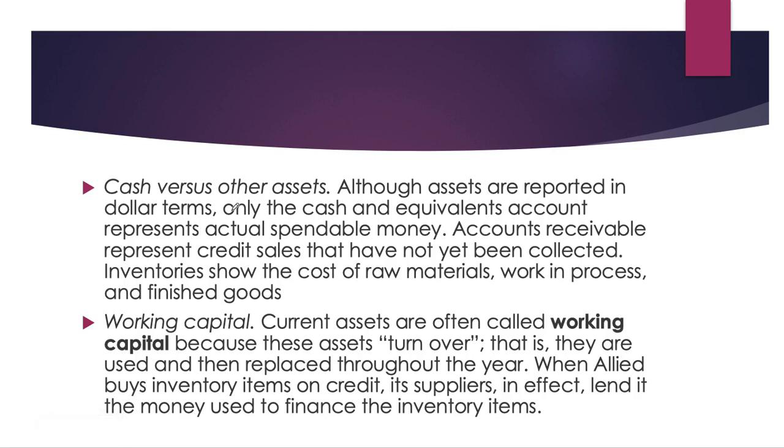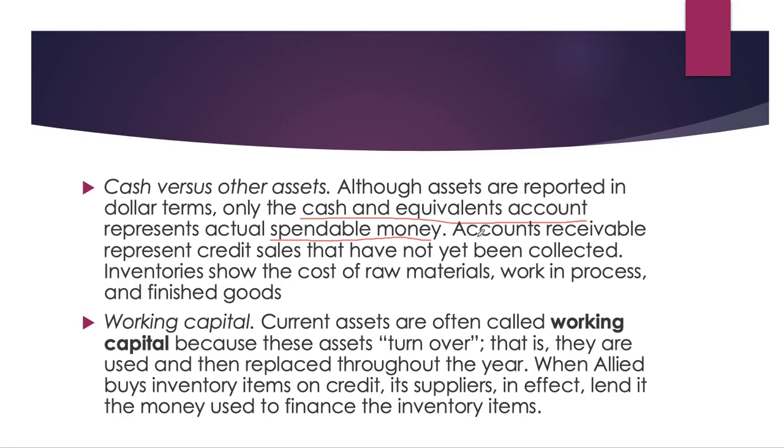We have also cash versus other assets. Although assets are reported in dollar terms for the US market, for the domestic market we have the Turkish lira. Only the cash and equivalents account represents actual spendable money, the money that we can spend right away. Whereas accounts receivable represent, for example, credit sales that have not been collected yet.